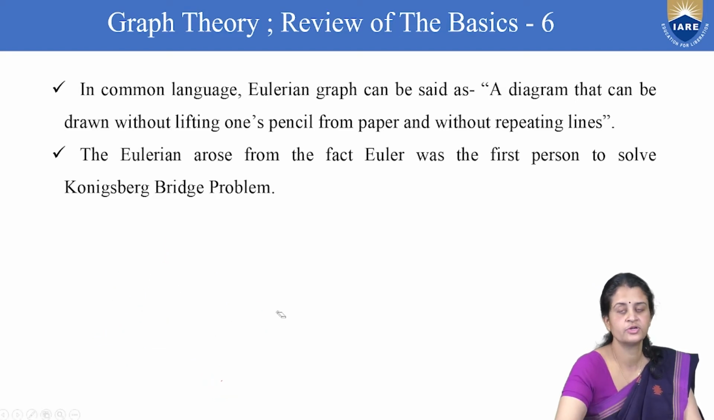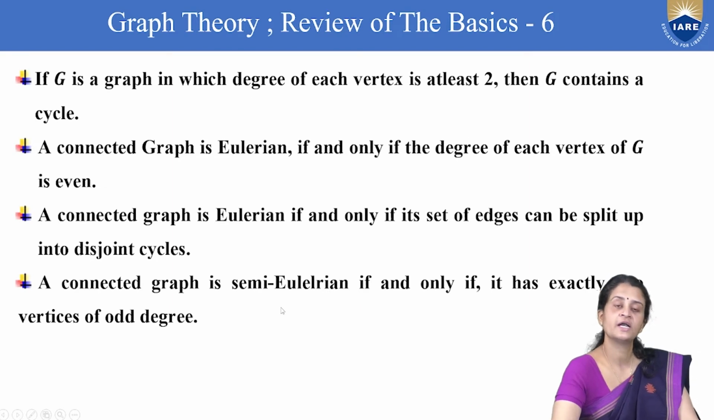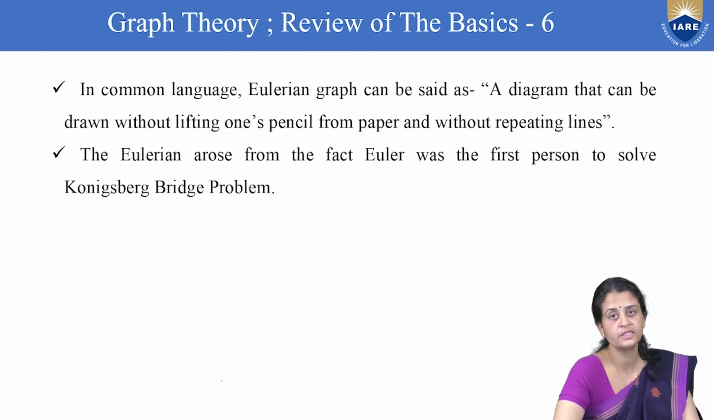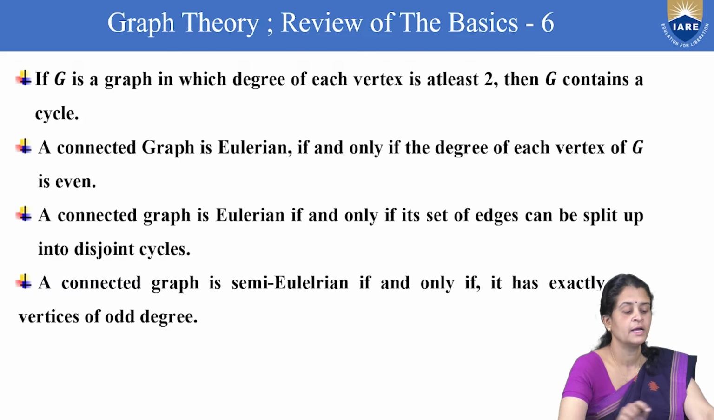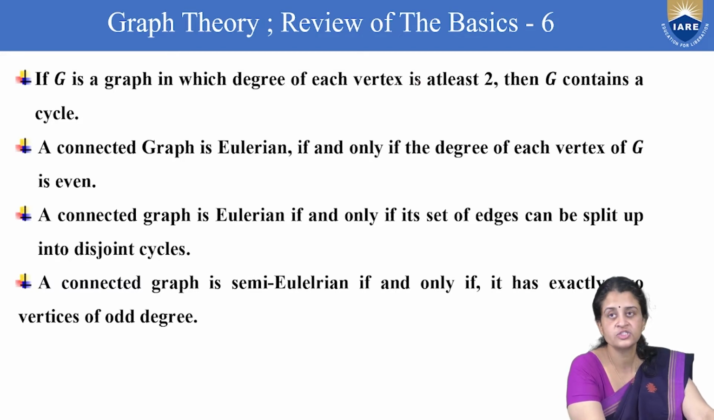Now we will see what the conditions are. If a graph is Eulerian, then we have shown that if such a tour is possible, then every vertex of the graph should be of even degree. Now we are saying what the conditions are for a graph to be Eulerian. If G is a graph in which the degree of every vertex is at least 2, then G contains a cycle.